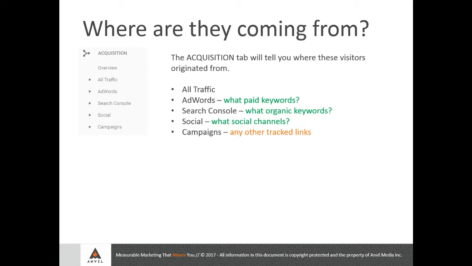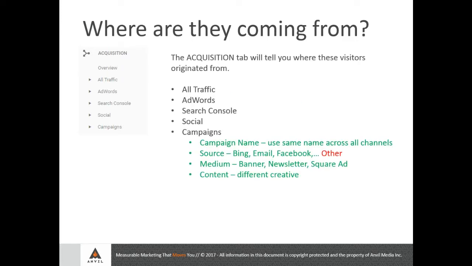If you drill down a little bit more, you can get into more specific details about these. What are the paid keywords? What are the organic keywords? How do the social channels compare to each other? And then you have campaigns, which is any other tracked links that you have control of. Pretty much everything other than AdWords and organic search and direct should have some tracking with campaigns. So when I say any other tracked links, what I actually mean is all trackable links.